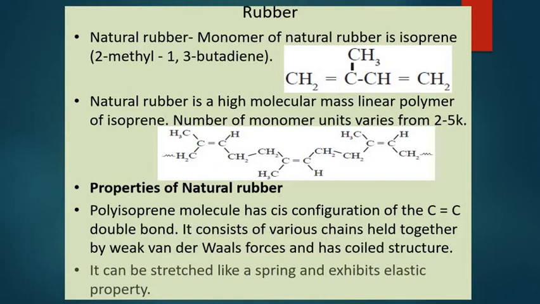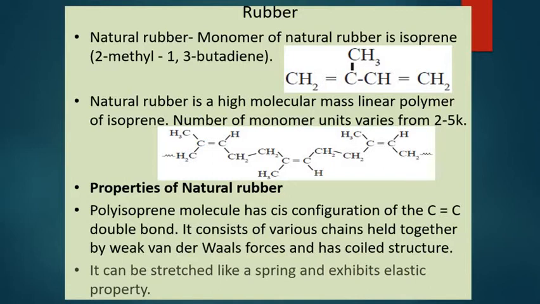If I talk about natural rubber, the natural rubber monomer is 2-methyl-1,3-butadiene, and this is the structure of the compound. Natural rubber has a high molecular mass and it is a linear polymer of isoprene. This compound is also called isoprene, and the molecular mass of rubber ranges from 1,30,000 to 3,40,000. This is the structure of natural rubber.